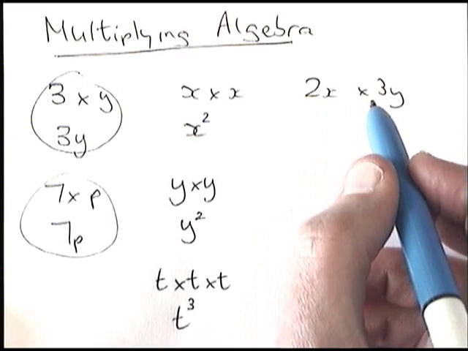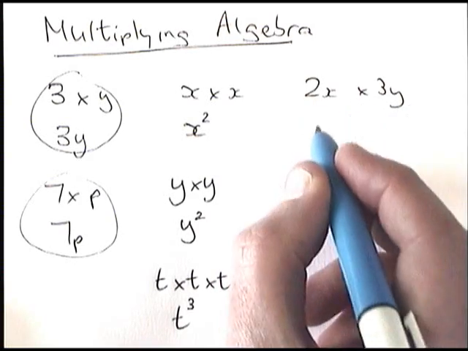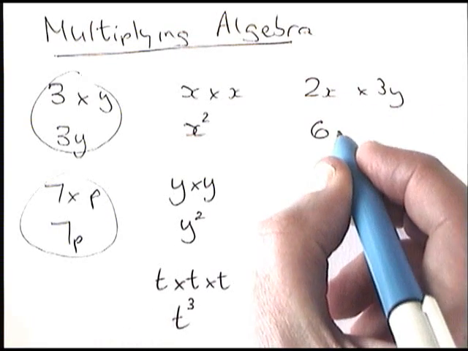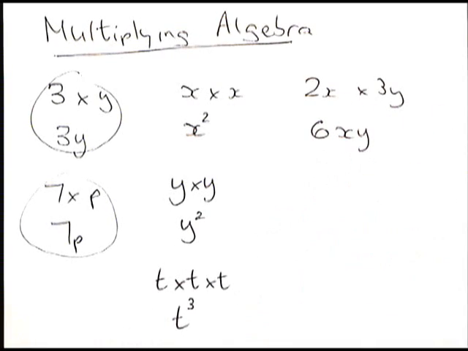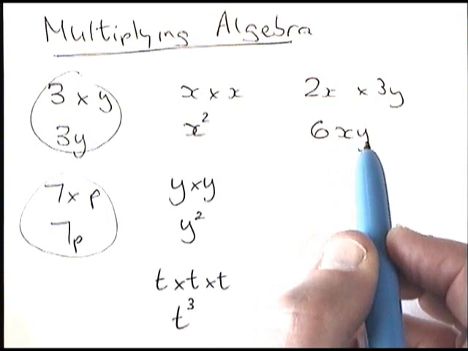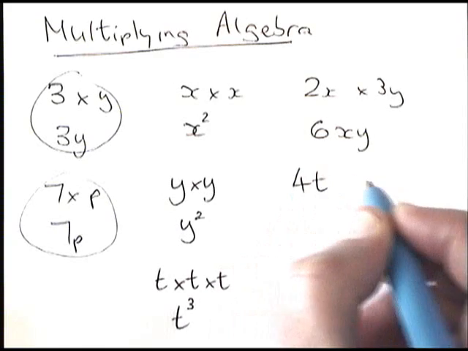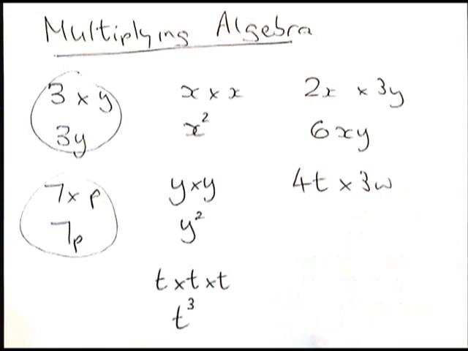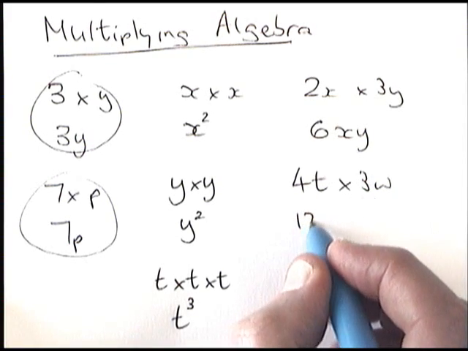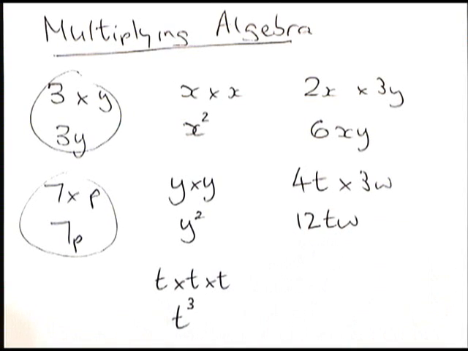Over here, 2x times by 3y. Well, if you times the numbers together, 2 times by 3 is 6. And then you've got to work out how do we write down the x times by y. We just write it down as xy without the multiplication sign in. So 6xy means 6 times x times y. And that's what we get from this one up here. So if we do another one, 4t times by 3w, deal with the numbers first. 4 times by 3 is 12. And t times by w, we just write down as tw.